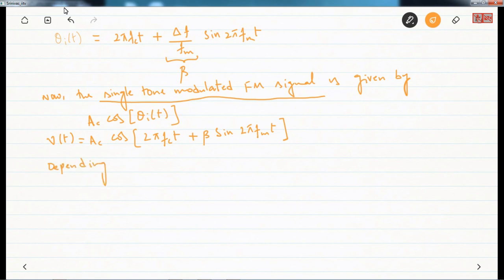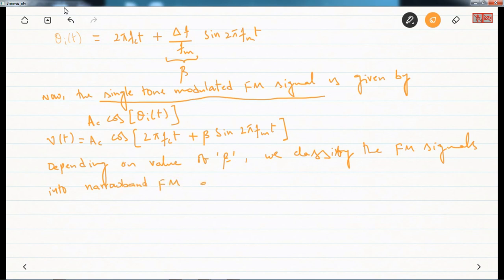What is beta? Depending on the value of beta, we classify the FM signals into narrowband FM and wideband FM, right?